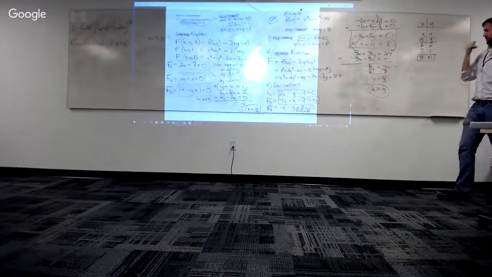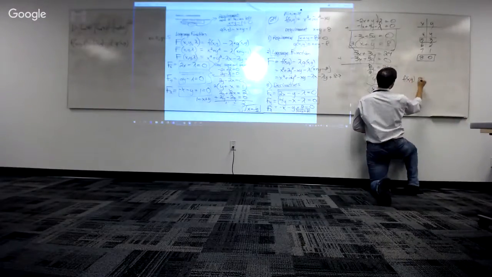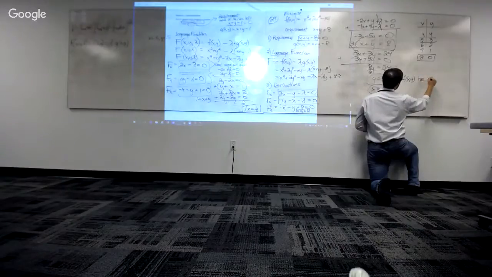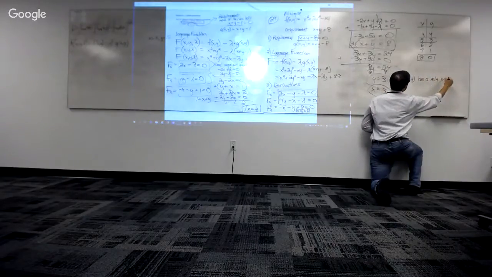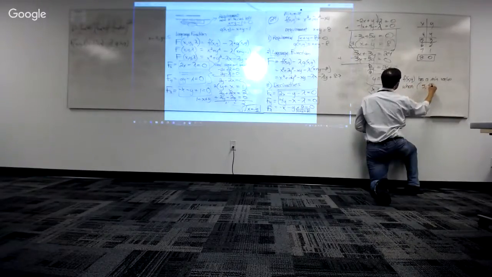Like 4, 4 would be if you gave equal weight to x and y. But the actual solution was just to make y a little smaller. And so now, what can we say? You'd say f of xy has a minimum value when the coordinate is 5, 3.